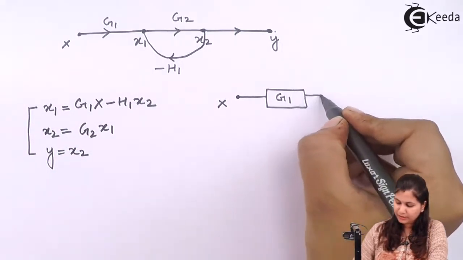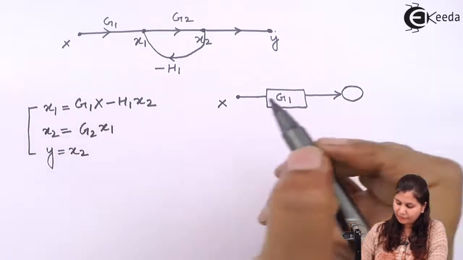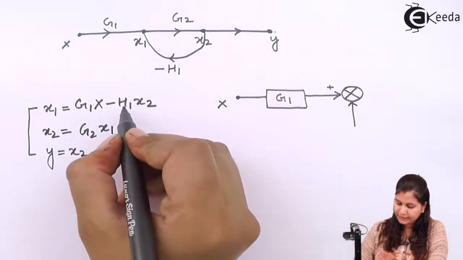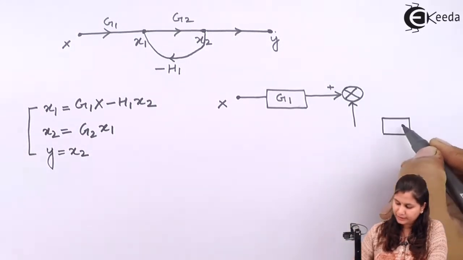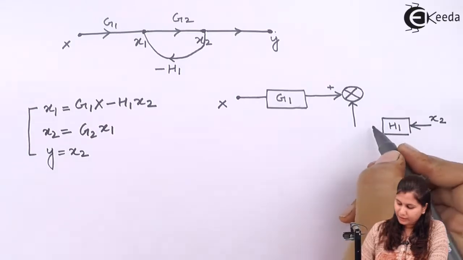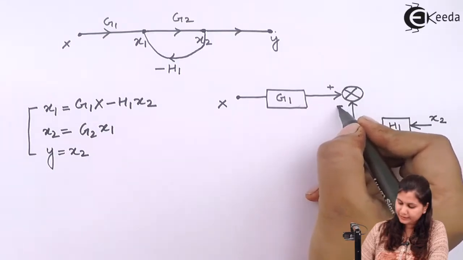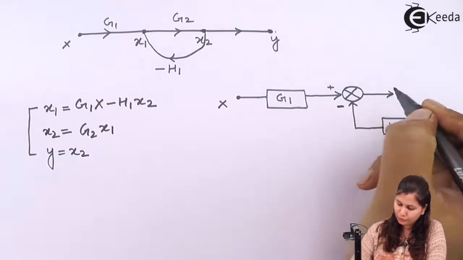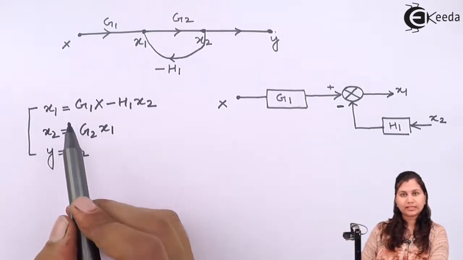So we have to use a summing point here for the summation of signals. g1x has a positive sign, so we will put positive here, and this h1 is multiplied with x2, so we will have one block for this transmittance h1, and x2 is multiplied with it. These 2 signals are being summed up, and this signal has the minus sign, and the output of the summing point is equal to x1. So this is the block diagram for the first equation.